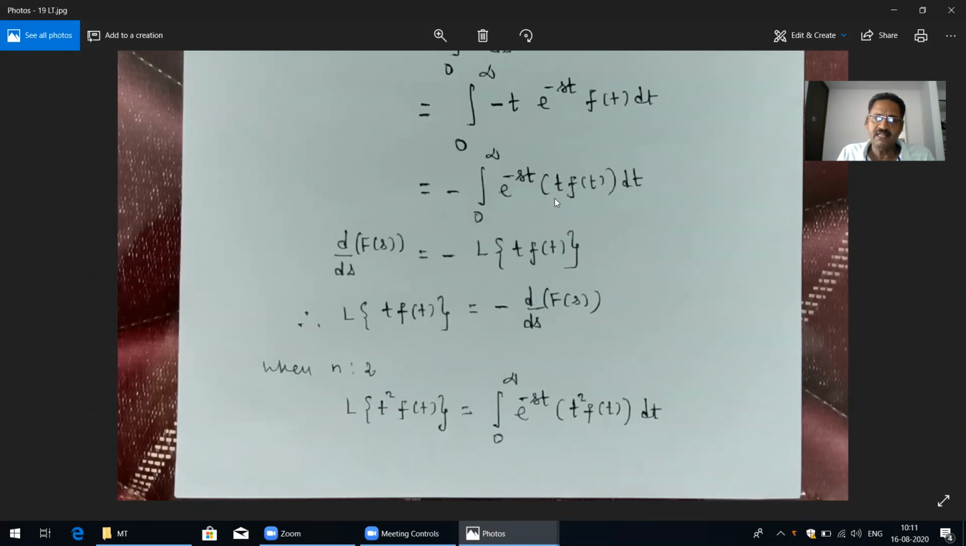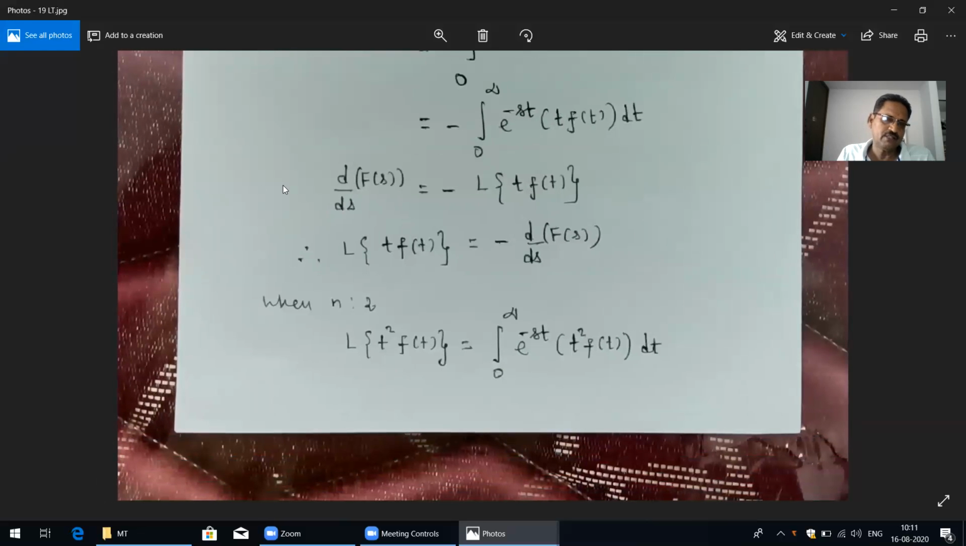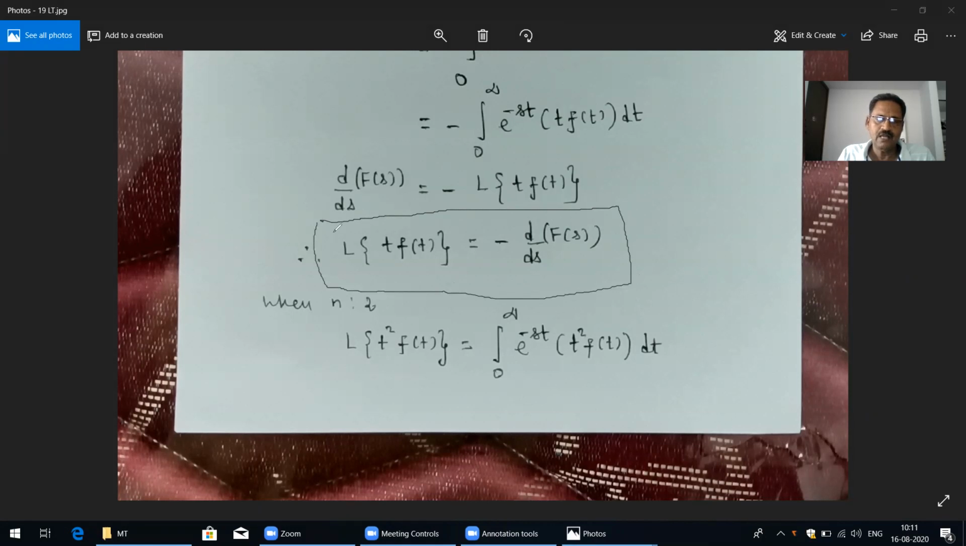Instead of f(t), we have t times f(t). Just to write, negative Laplace transform of t times f(t) equals this much. Then you have to multiply both sides by negative. You are getting Laplace transform of t times f(t) equal to negative d by ds of F(s). Is it clear? So d by ds of F(s) is nothing but the Laplace transform of t times f(t).